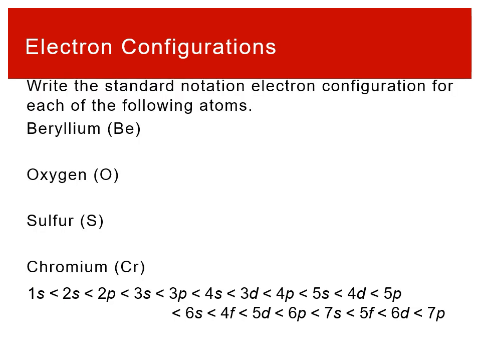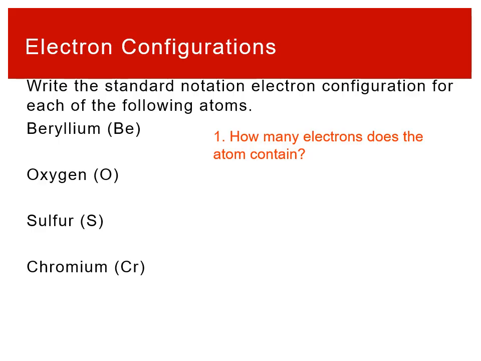We're going to look at some more examples of writing standard notation electron configuration. I have beryllium, oxygen, sulfur, and chromium. These are 4 that I want to be able to write electron configurations for. The first question I always want to ask is how many total electrons do I have? How many electrons am I trying to assign?